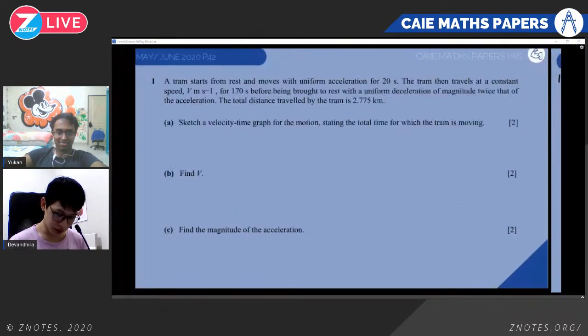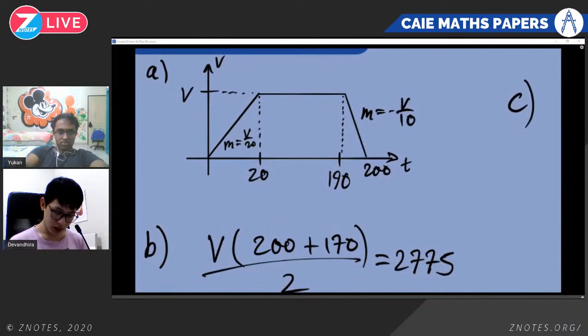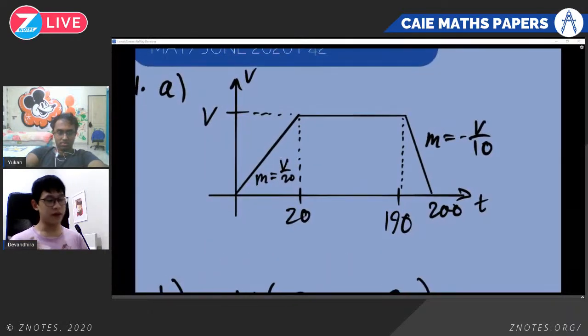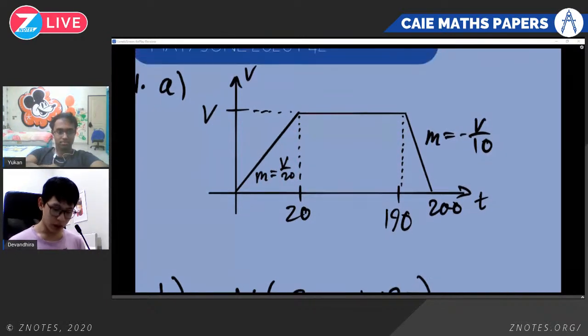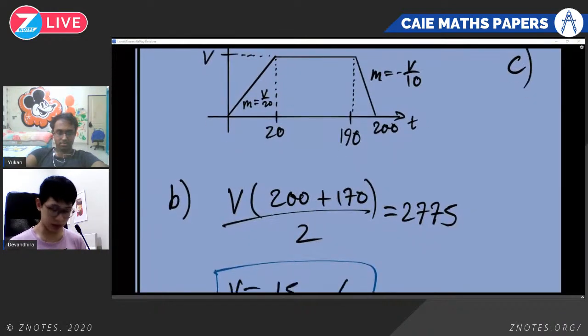Next, we should find the value of v. What's the value of v? We can use the information that the distance traveled is 2.775 kilometers. Since this is a velocity time graph, the area represents the distance covered. Agree? You good? So how do we get the area? This is just the area of a trapezium with our base as 200 and the other side as 170. The height is what we're looking for, which is v. We can just plug in the trapezium formula.